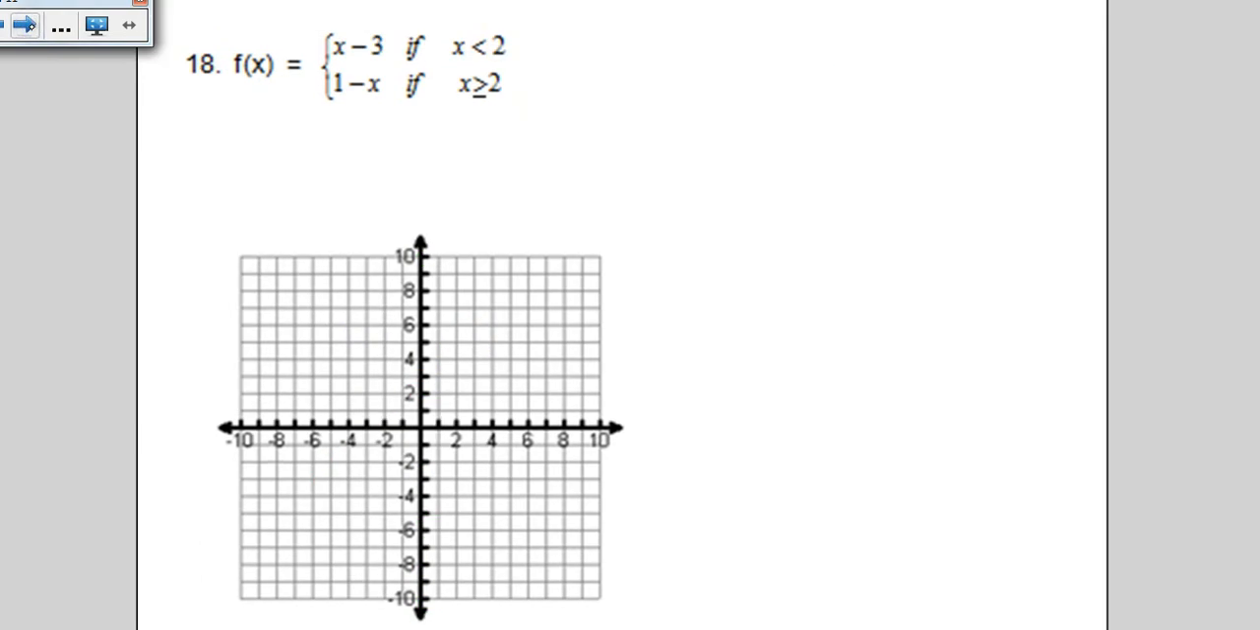Okay, number 18. Boundary line at 2. So, there he is. For my top function, I'm going to have an open circle on the boundary line, because it's not equal to. 2 minus 3 gives me a -1. So let's do an open circle at (2, -1).